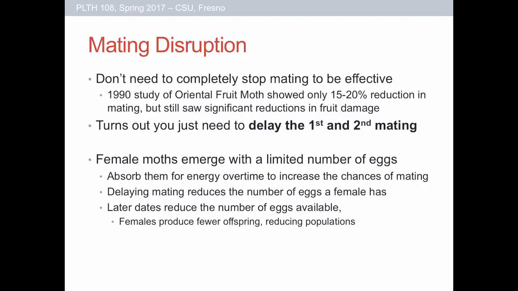So if you can delay the amount of time between the female moth emerging and when she gets mated, she may have absorbed half of her eggs. And all of a sudden, her clutch size is just 1/2 of what it would have been without that mating disruption. So you're not even so much knocking down a huge amount of mating, although a 15 to 20% reduction isn't shabby. But also those that do mate are producing significantly fewer offspring than they would be without this technology. So it's kind of a double whammy from the moth's perspective.